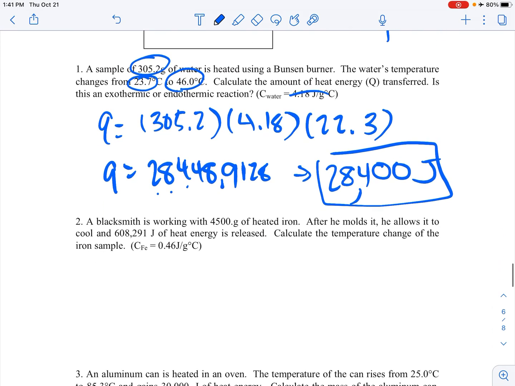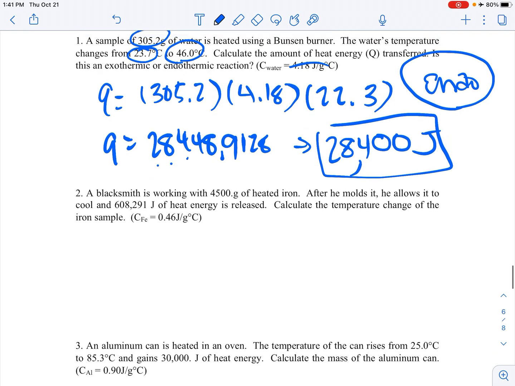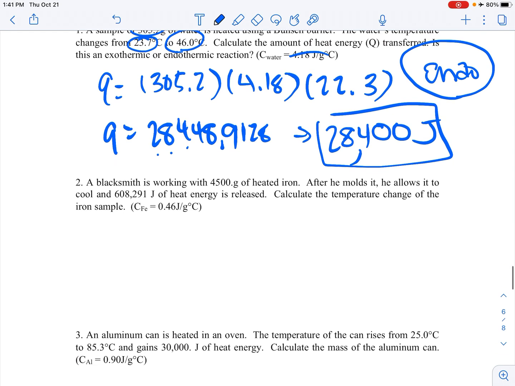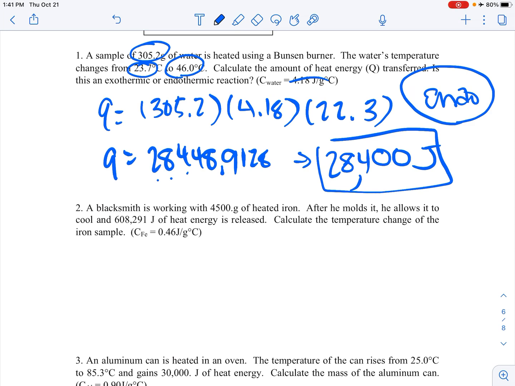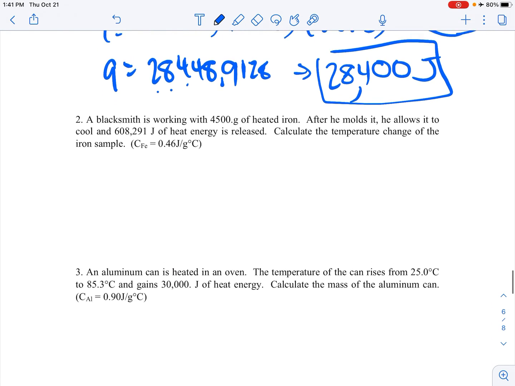A blacksmith is working with 4,500 grams of heated iron. After he molds it, he allows... Oh, and by the way, it said, was it endo or exo? So if it's positive Q, this means endo. Yeah, the water absorbed the heat. Okay, good.